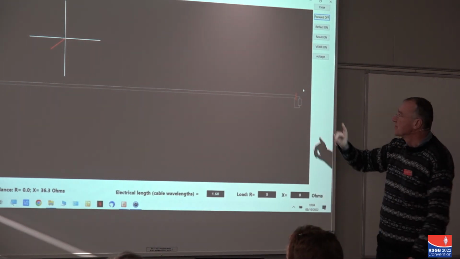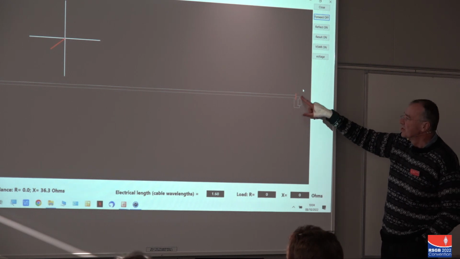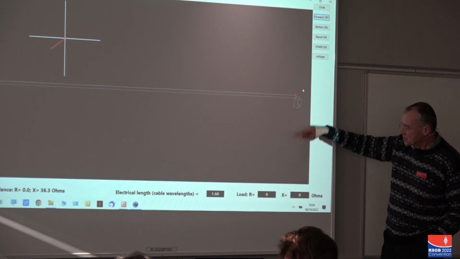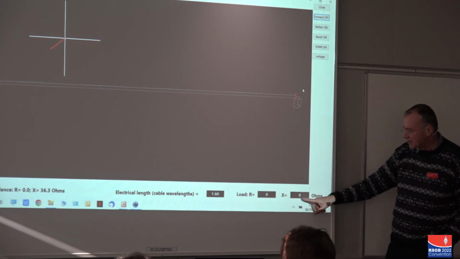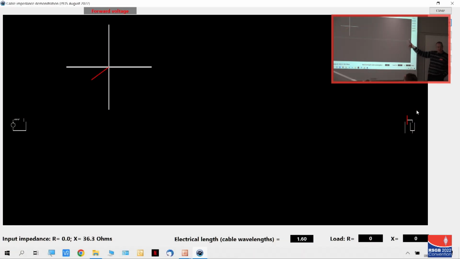Now what happens here? Well, what happens here depends upon the load, and I can change the load. Here, I've got it written down: the resistive part and the reactive part. I've made it a short circuit, a load of 0 resistance and a reactance of 0 ohms. Okay, so what happens?